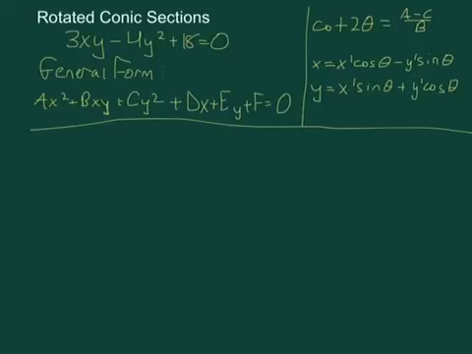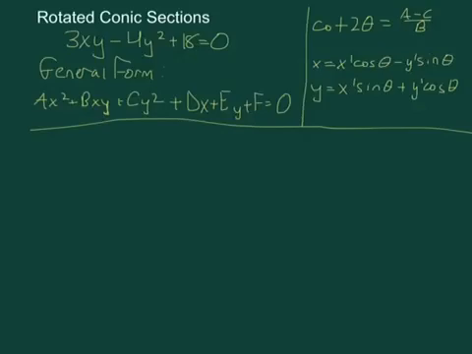So one of the topics on Friday's test is going to be rotated conic sections. Some of the general things you need to know about this are, in the general form, as you can see here, it's the ax squared plus bxy, etc. Cotangent of 2 theta is a minus c over b. X is equal to x prime cosine theta minus y prime sine theta, and y is equal to x prime sine theta plus y prime cosine theta.